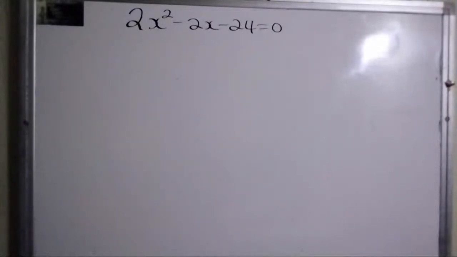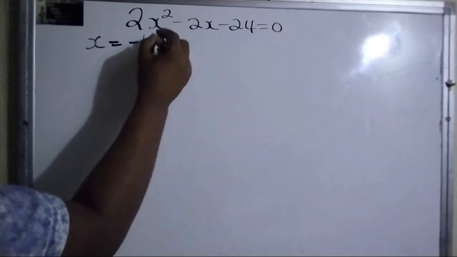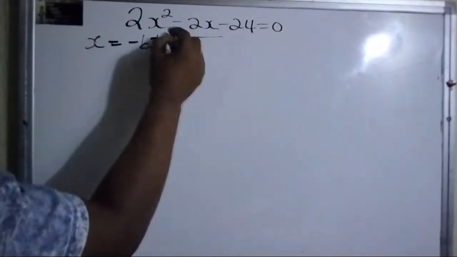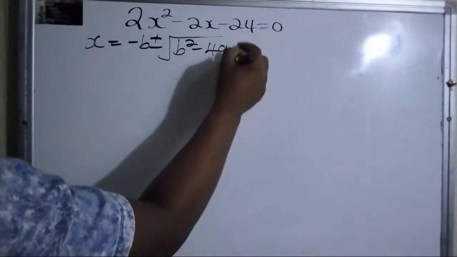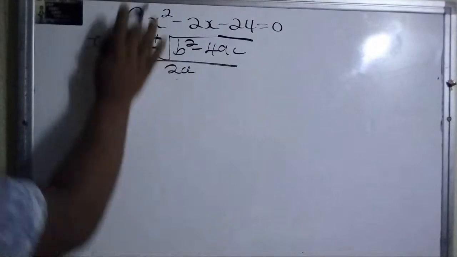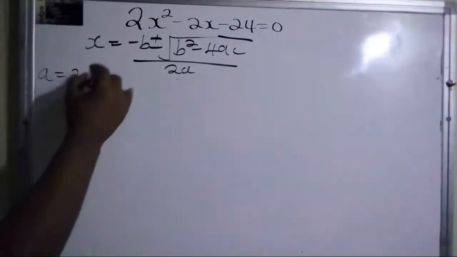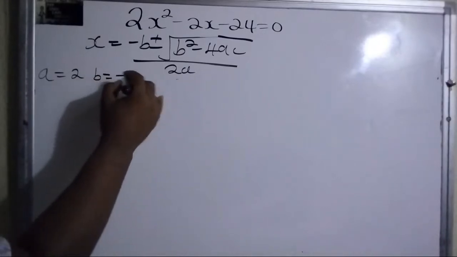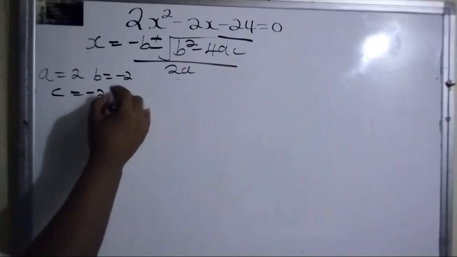Alright, let's go. So write back the formula. I keep writing it back guys because I want you guys to get it in your head. Don't have to depend on something. Alright, so we substitute A is equal to 2, B is equal to negative 2, and C equal to negative 24.